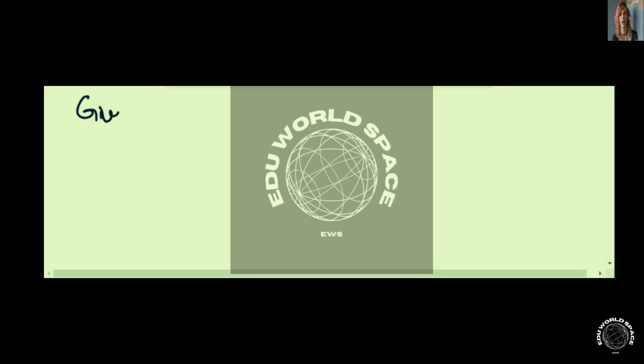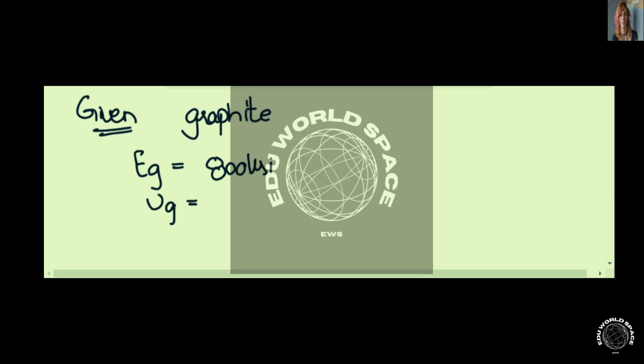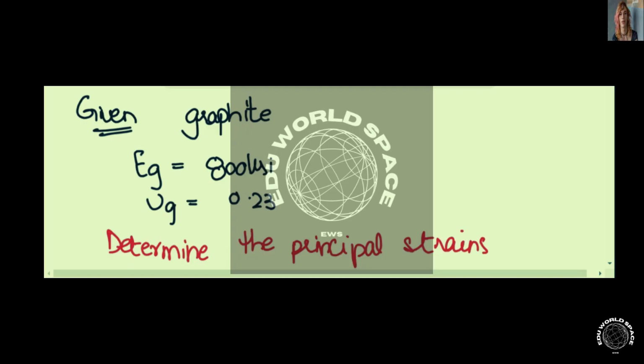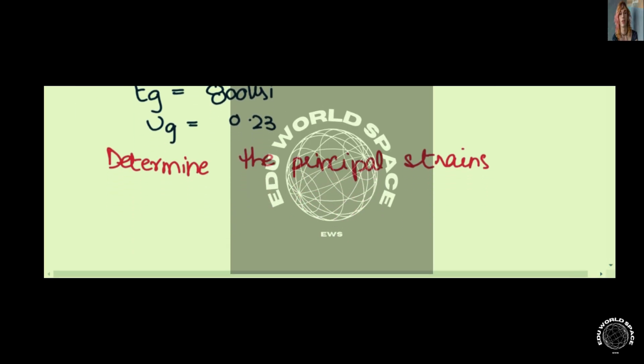So in this question, we are given the material that is graphite, right? And they have given us the elasticity for the graphite, E equal to 800 ksi, and epsilon for graphite equal to 0.23, right? And we are required to determine the principal strains. So let's start with the solution.